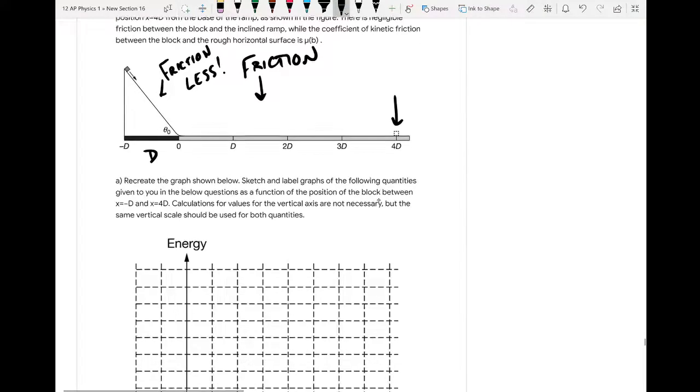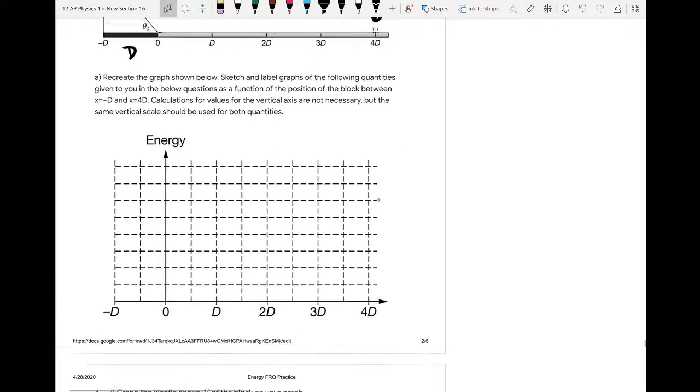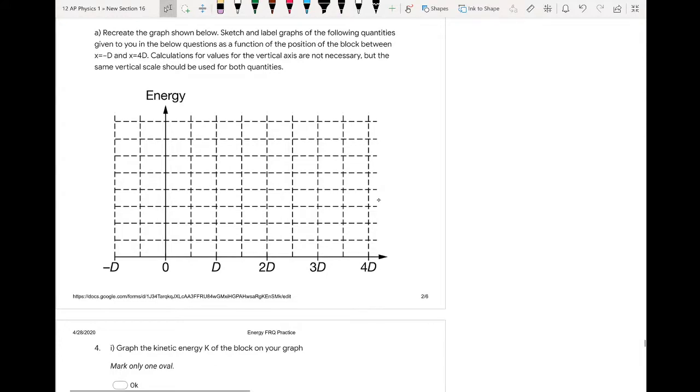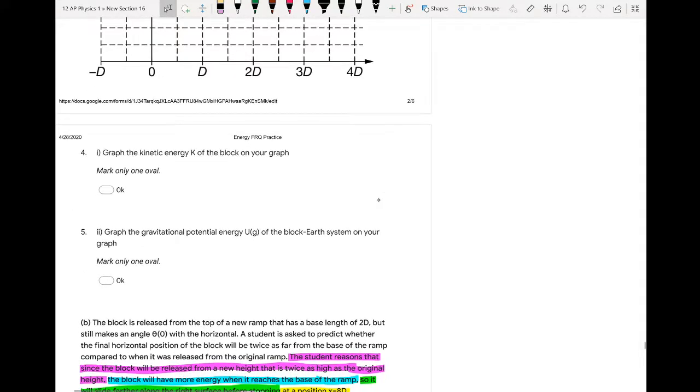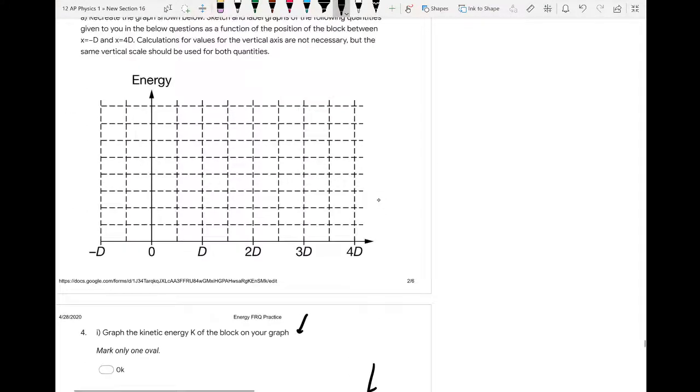All right, cool. So for the first part, we're going to sketch this graph on our own piece of paper, but I can do it right here. We're sketching and labeling the following quantities as a function of position between negative d and 4d. Calculations for values aren't necessary, but we want to use the same scale. So pretty much we're being asked to graph the kinetic energy throughout distance and the potential energy throughout distance.